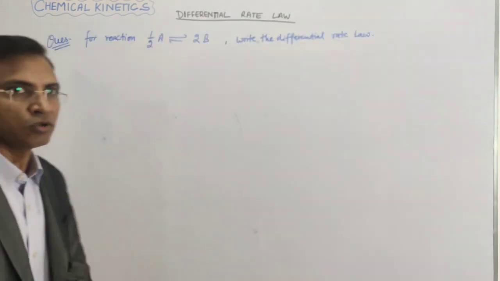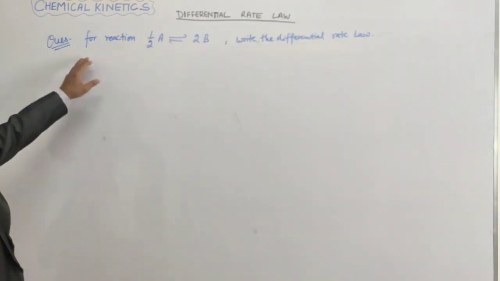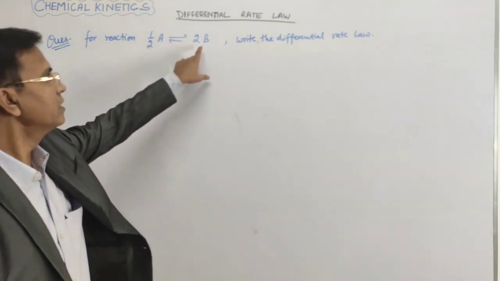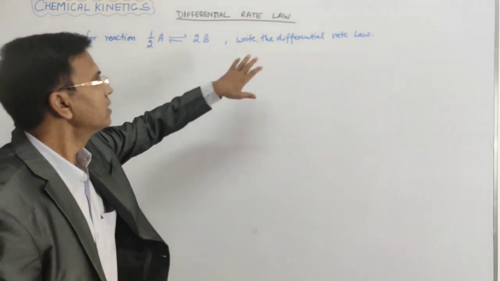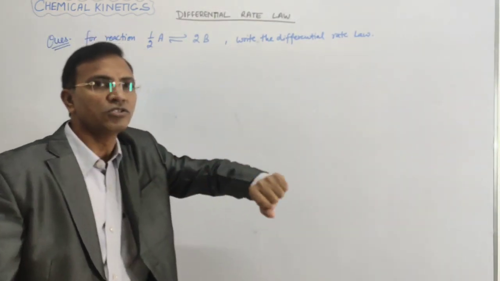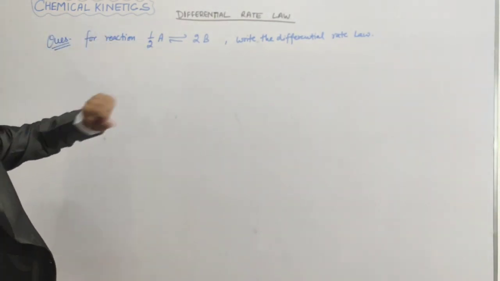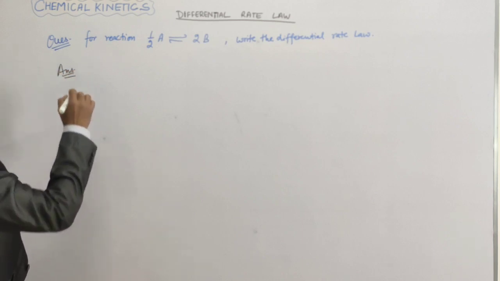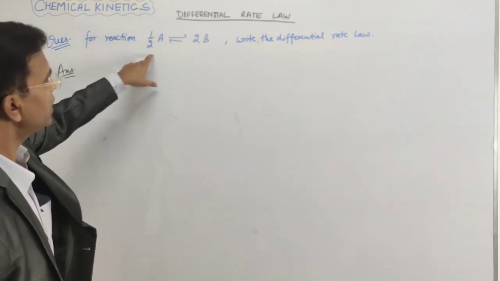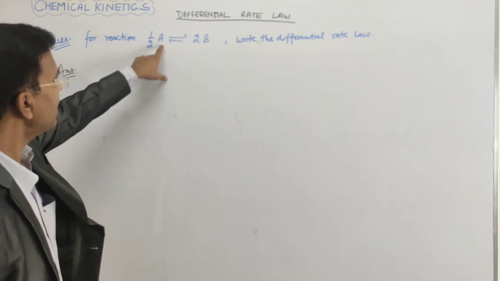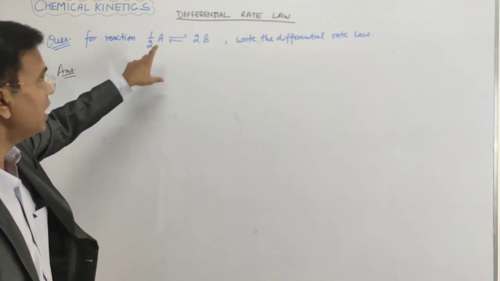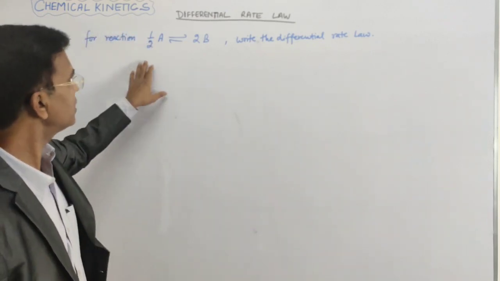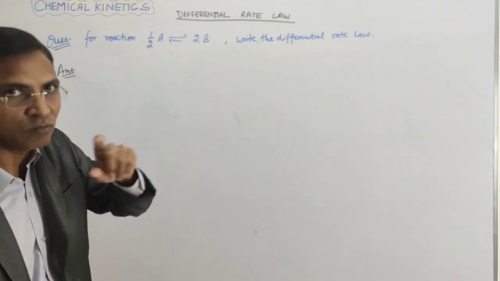One question. So now the question is, for a reaction given 1 by 2 A gives 2B, write the differential rate law. So to write the differential rate law, first what we have to do, we have to make this 1 by 2 A, which means A has half mole. We have to make it 1 mole because differential rate law is written for 1 mole of reactant.